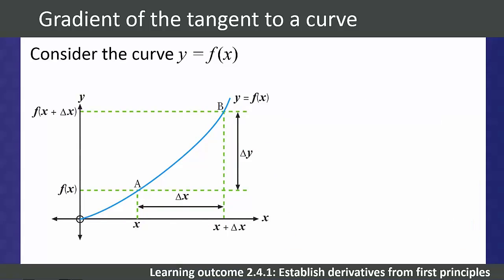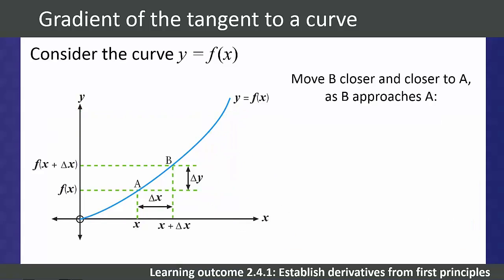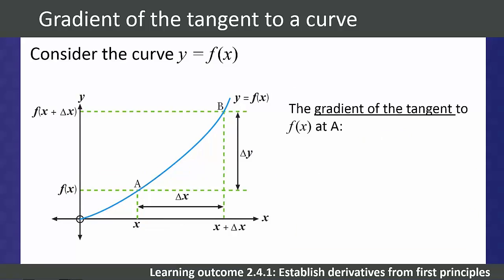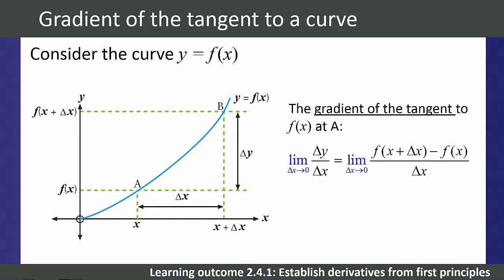Now if we move B closer and closer to A, delta x approaches 0, and AB becomes the tangent to f of x at point A. So to find the gradient of the tangent, we take the limit as delta x approaches 0 of our formula for the gradient of AB. This gives us the limit as delta x approaches 0 of f of x plus delta x minus f of x, divided by delta x.